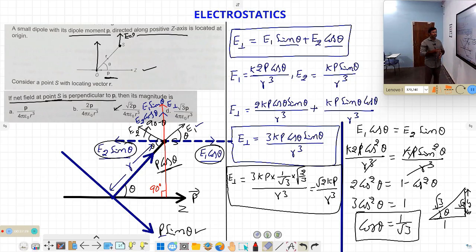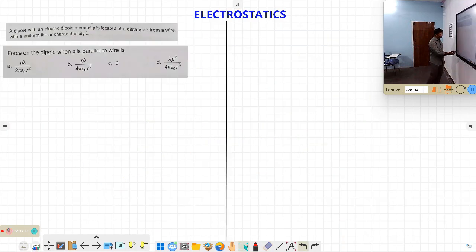So a little bit of care has to be taken while solving this problem. This is one of the advanced level problems. Now, the last question of this dipole concept, and in this question, what is given here? They have given an electric dipole moment P located at a distance r from a wire with uniform linear charge density lambda.